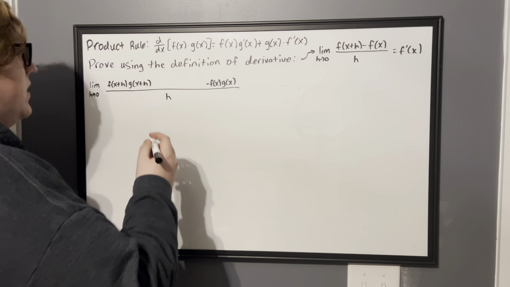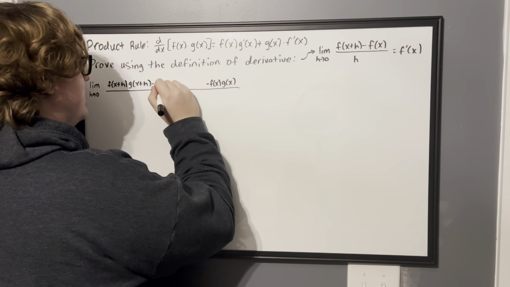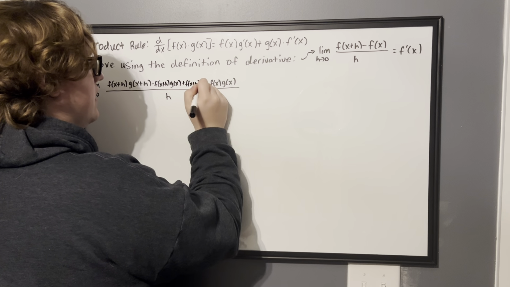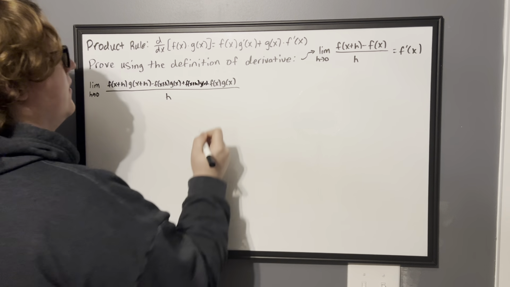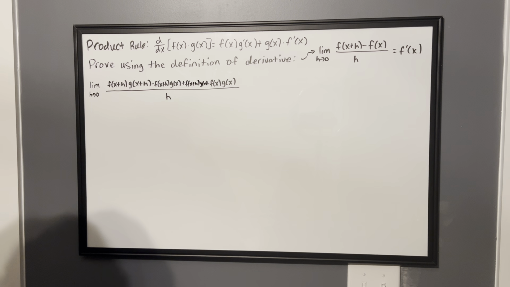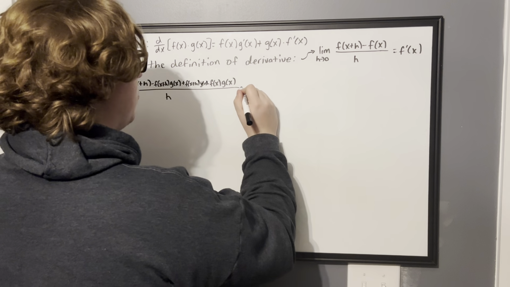So what we're going to do is first subtract this term. It's going to be f of x plus h times g of x. And then we're going to add it back because we subtracted it. So the same thing, f of x plus h times g of x. I know it's a little small, but that's f of x plus h times g of x, and we subtracted it and added it.